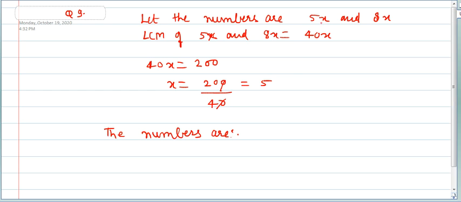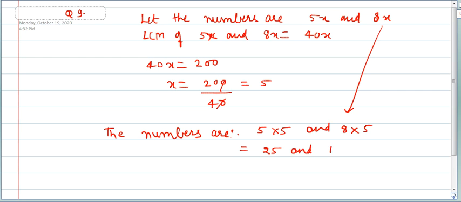देखो यहाँ पे क्या assume किया था 5x and 8x. So the numbers are 5x, x की वैल्यू 5 होगी, 5x and 8x. देखो यहाँ से आएगा 8x. So 8 into x की वैल्यू क्या है 5. Okay, it is equal to 25 and 40. 25 and 40 is the answer of question number 9.